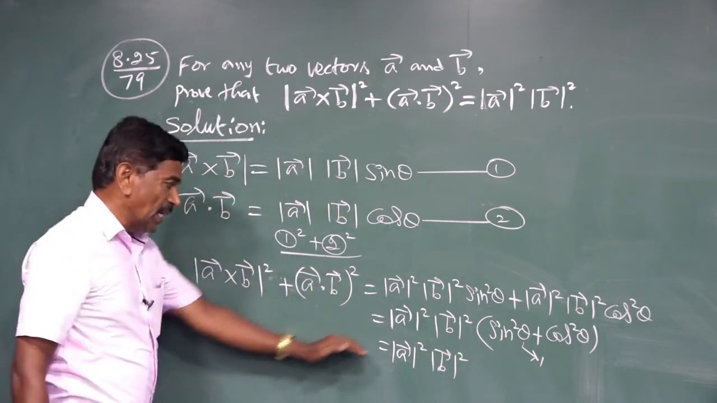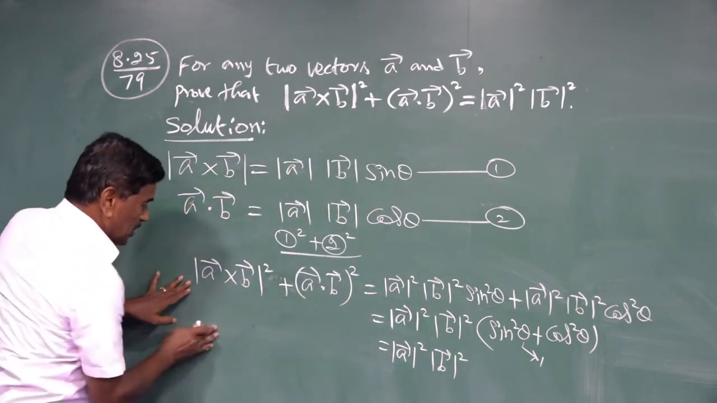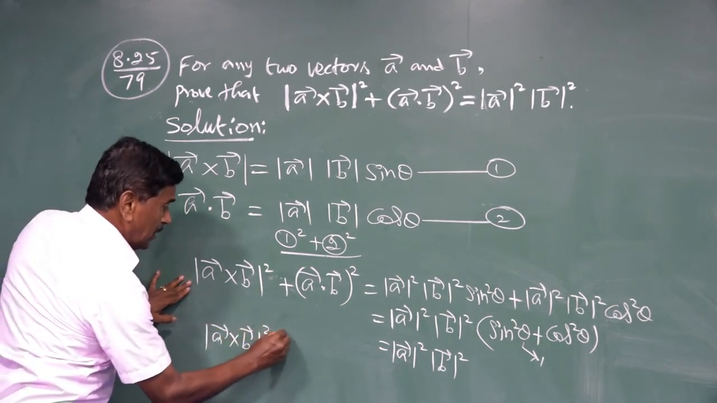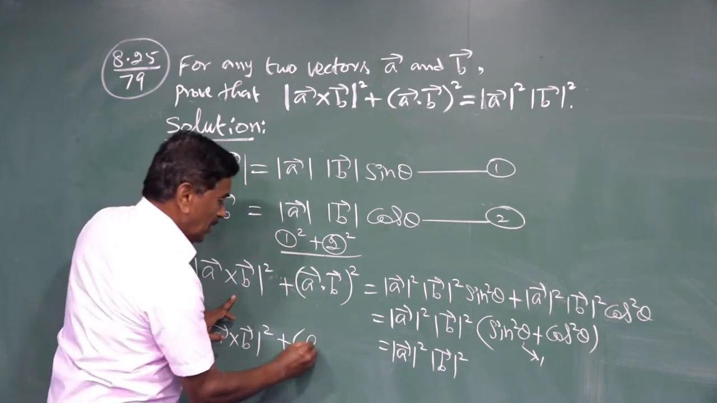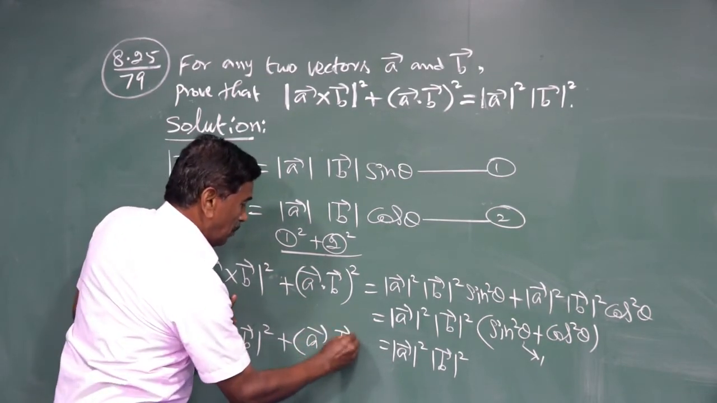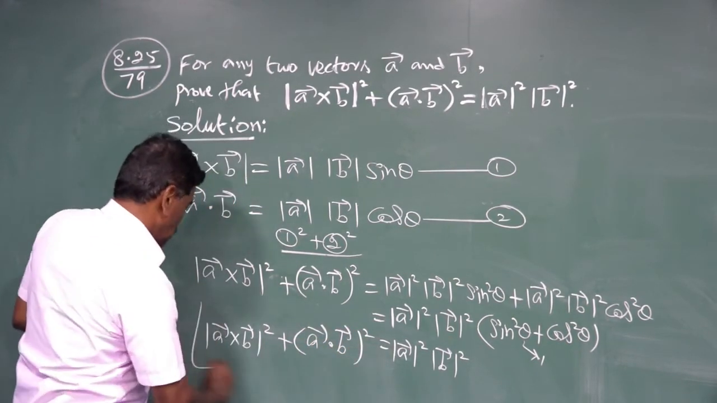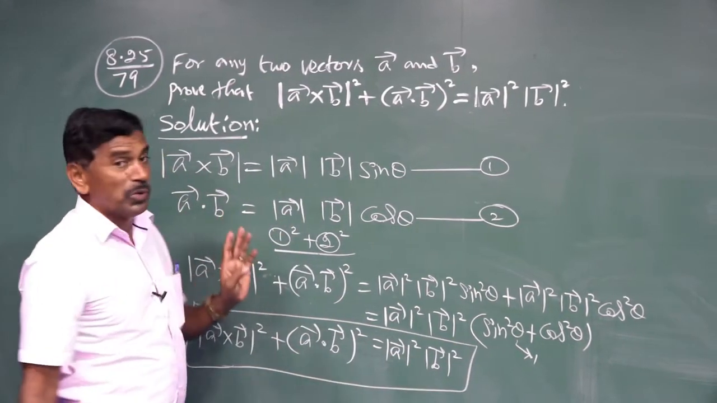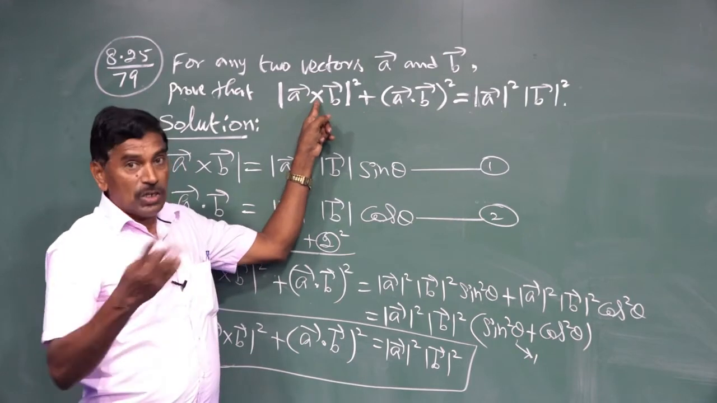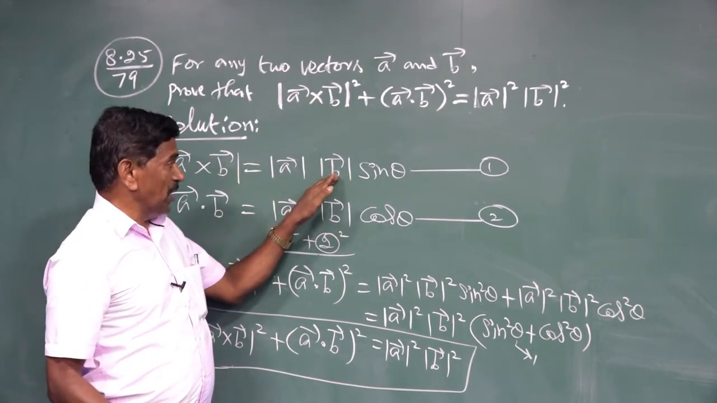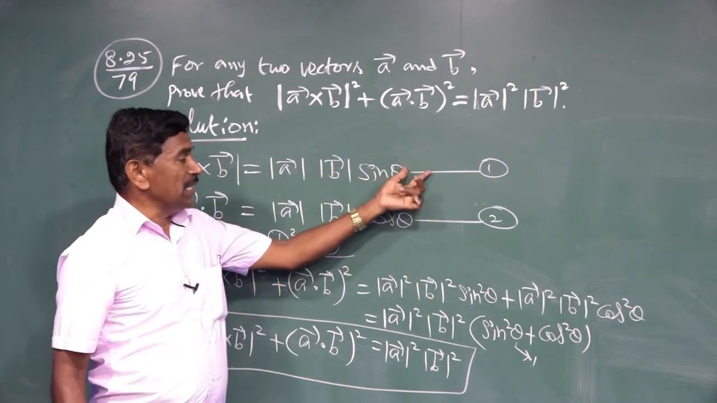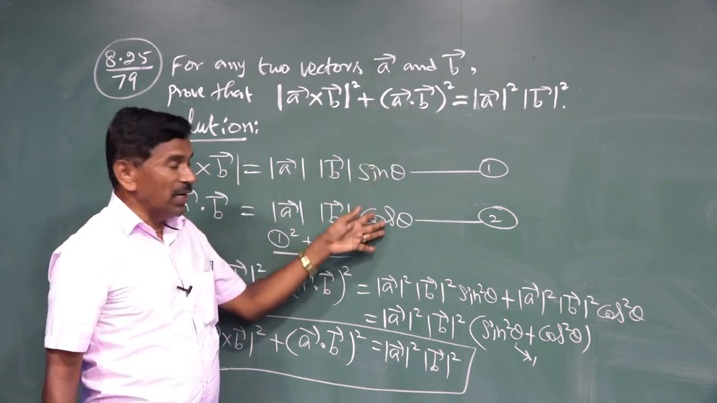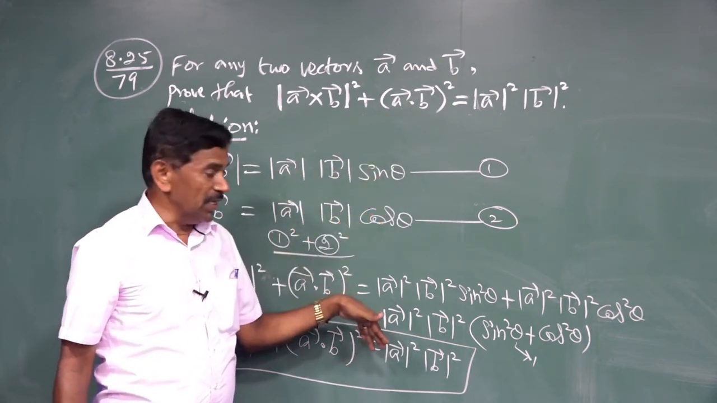Write this LHS as it is, whose left hand side is modulus A vector cross B vector square plus A vector dot B vector the whole square. So hence the result. Listen, this question is very simple, a 2 mark question. First one, definition of cross product, while taking modulus, modulus n cap tends to 1. Second one is definition of dot product. Squaring and adding, we get the answer.